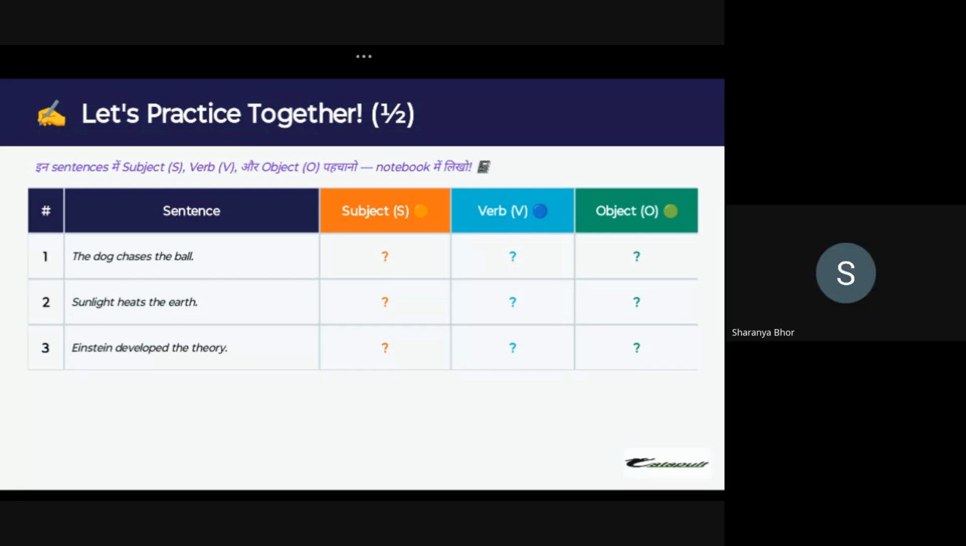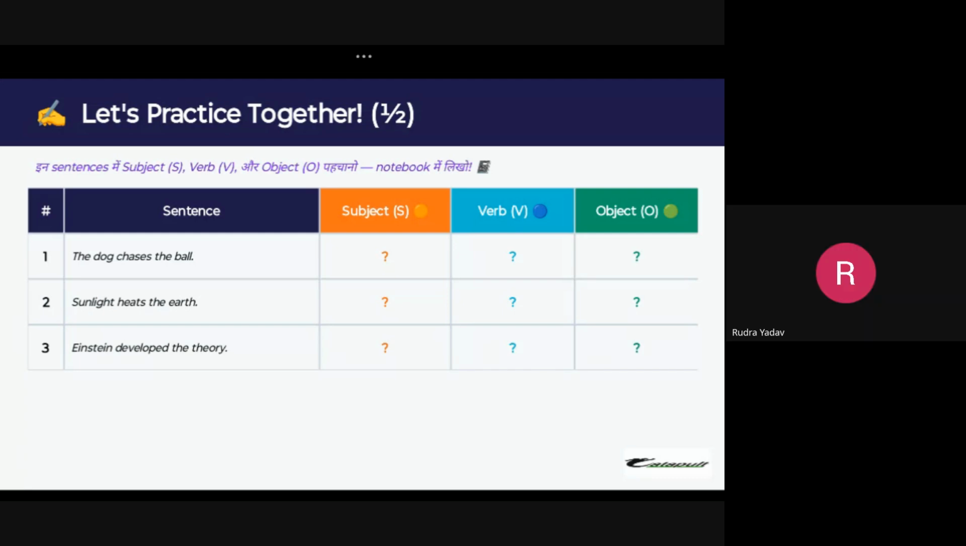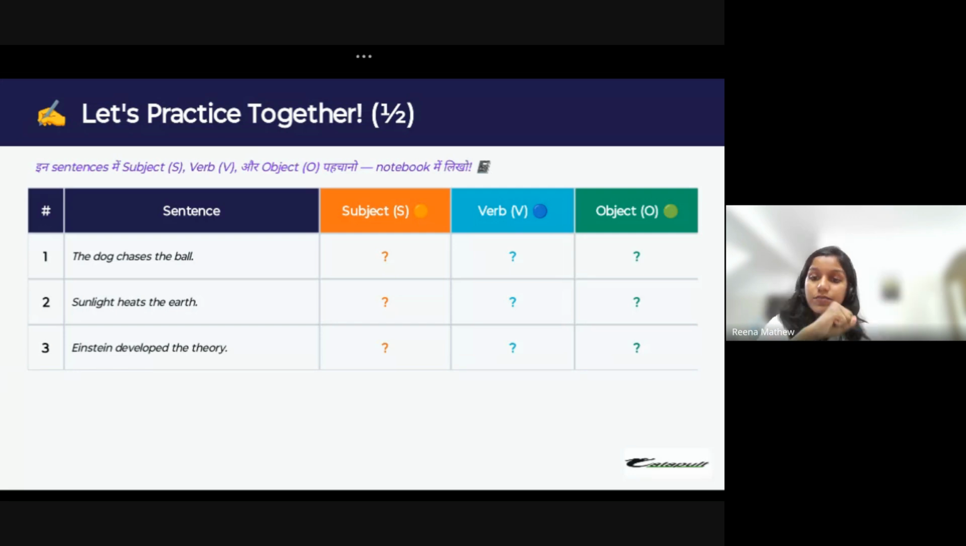Chases. Chases मतलब running after. You say the police chases the thief. You are running after to catch something. The police chases after the thief. The dog chases after the ball. The dog ka owner chases the dog. So chases is the verb. Now tell me the subject and the object.